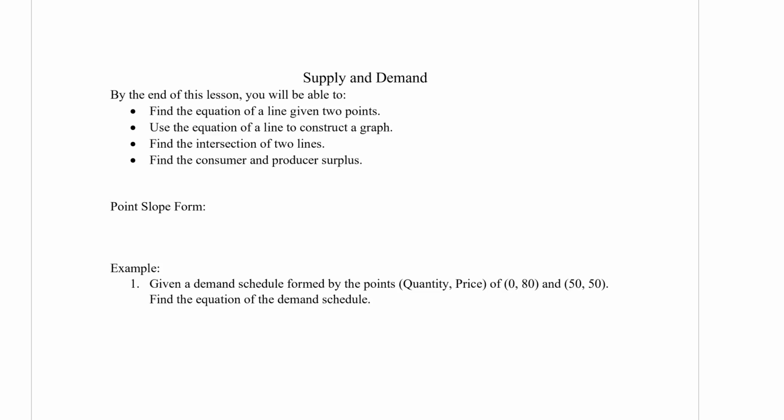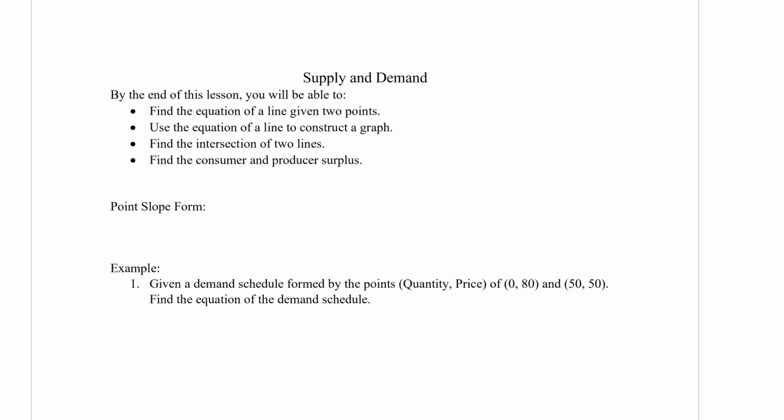We'll then use the equations to find the intersection of the two lines, putting that point on our graph and labeling it as our equilibrium quantity and price. And then we're going to find the consumer surplus and the producer surplus. I have an example for us to go over together, and then a problem for you to try on your own.